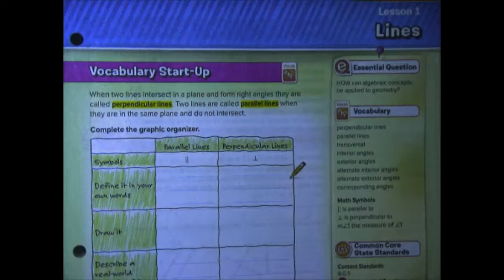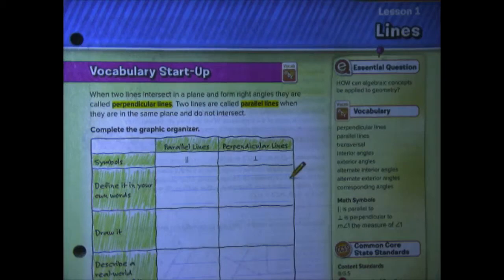Let's begin Chapter 5, Lesson 1, Lines. We've already spent several days discussing angles and lines and angle relationships, and we've also talked about the fact that all of these geometry chapters are going to be very vocabulary driven. So these are some terms that you need to know.